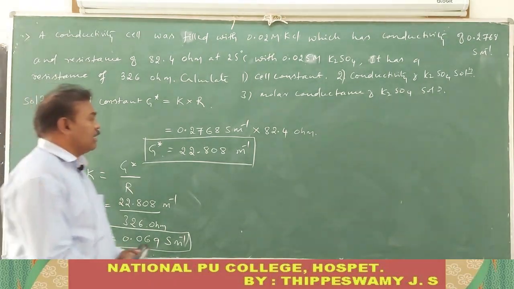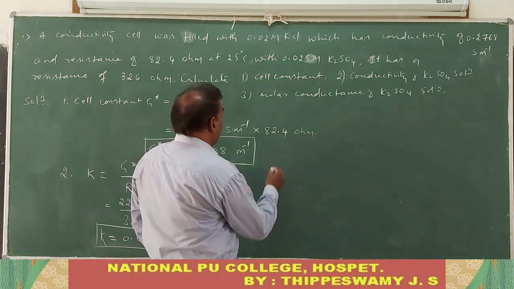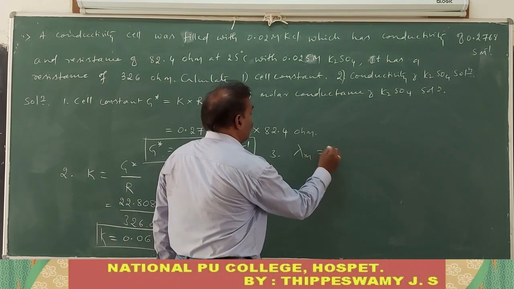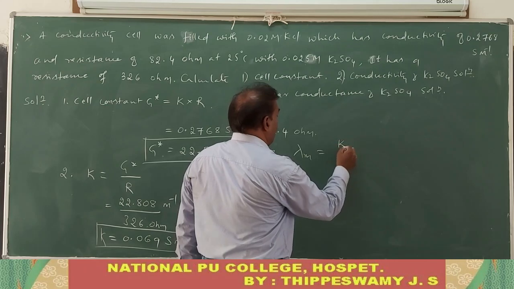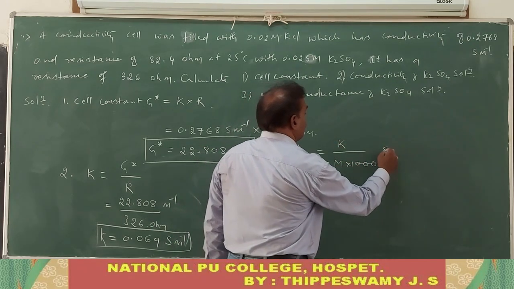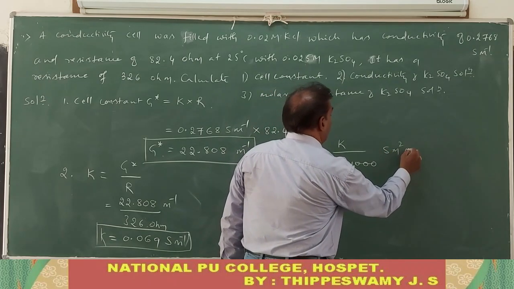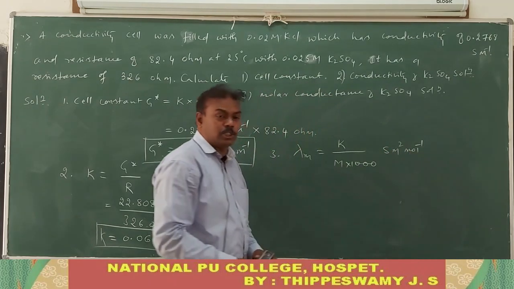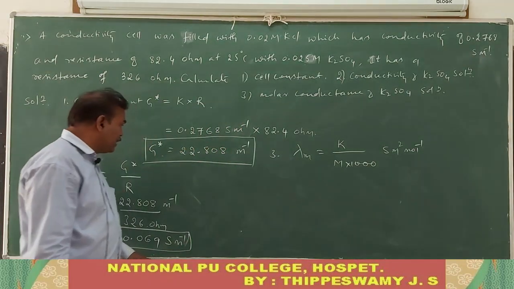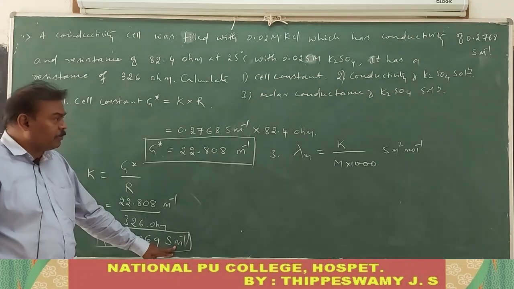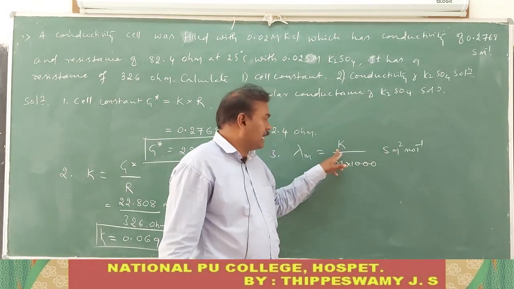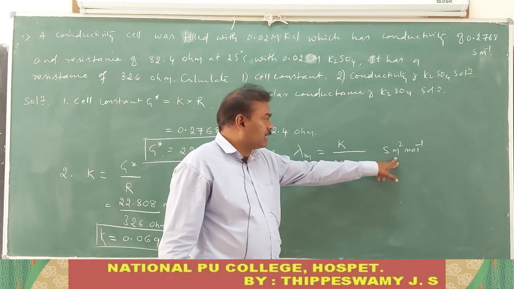Now we will go to the third question. Molar conductance, that is lambda m, is equal to K divided by M into 1000. This is Siemens meter square per mole. We have to use this relation. The value of the specific conductance is in Siemens per meter only, so I have to take the molar conductivity in terms of meter square only. That is K divided by M into 1000, Siemens meter square per mole.